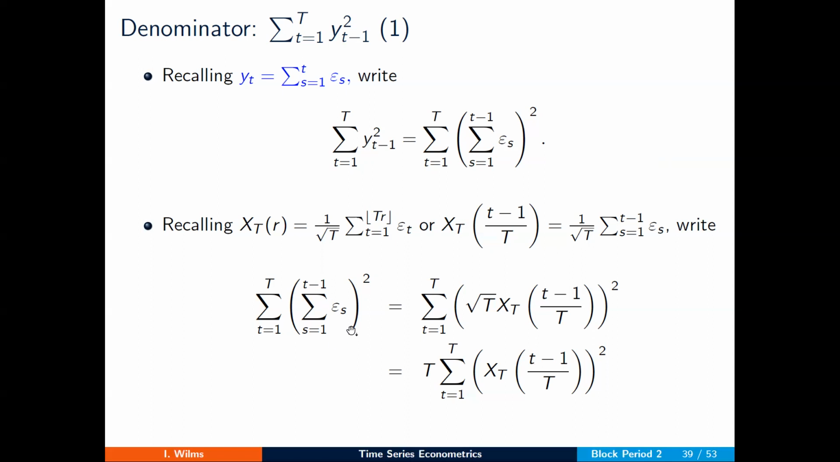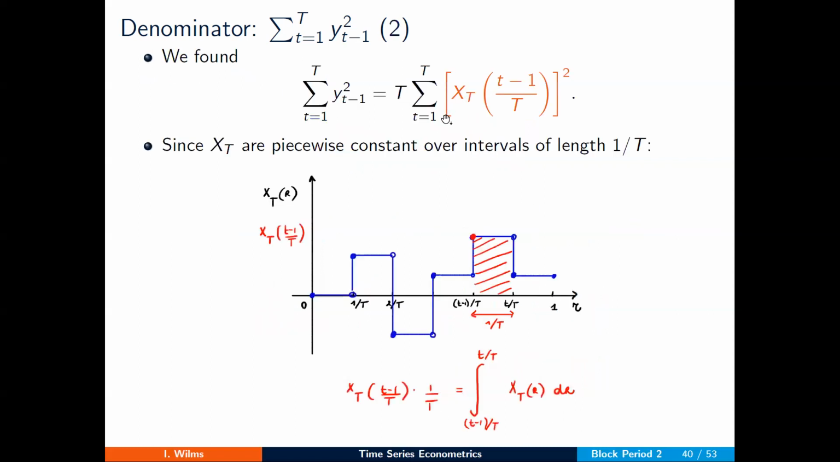So if we bring this to the left-hand side, then we have root T times our scaled partial sum process for r equal to t minus 1 over capital T. And I can take this factor root T outside of the square if I square it, of course. And then I'm only left with this expression over here. So we arrived already at this expression for the denominator. And let's copy this over to the next slide such that we can continue.